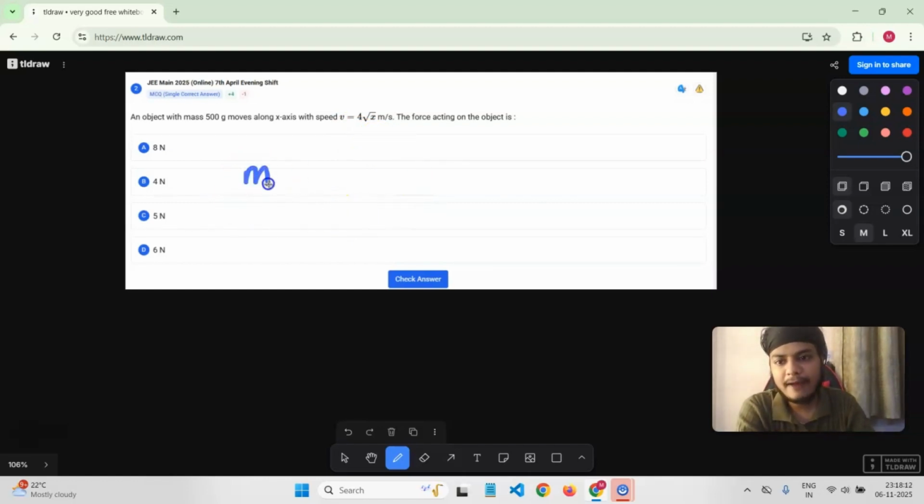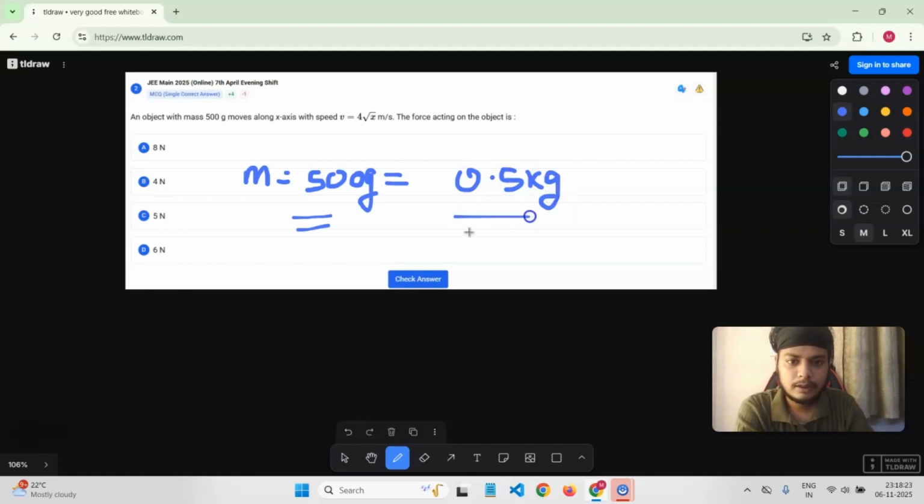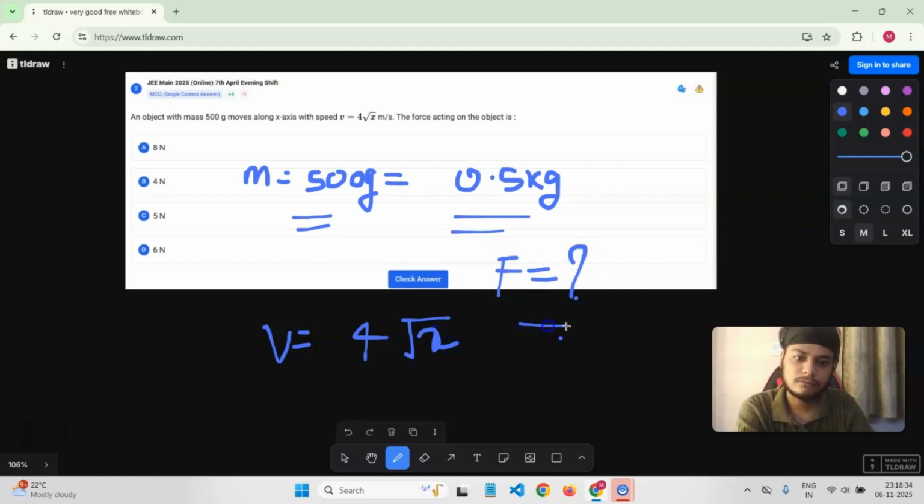Okay, so we have the mass value as 500 grams. Pardon my handwriting, I'm not using my writing pad. So we can write it as 0.5 kg, in its SI unit. Okay. And we have the velocity, right? 4 under root x. And we are asked to find out force.